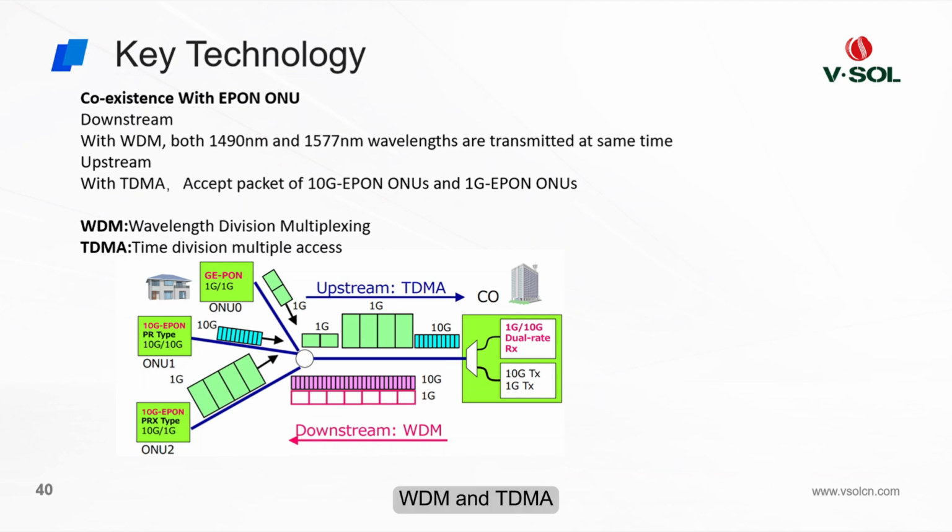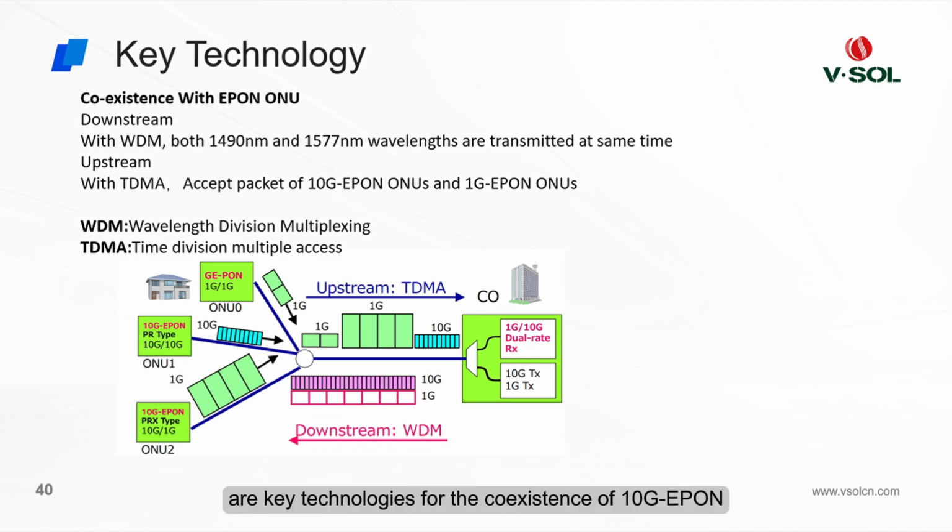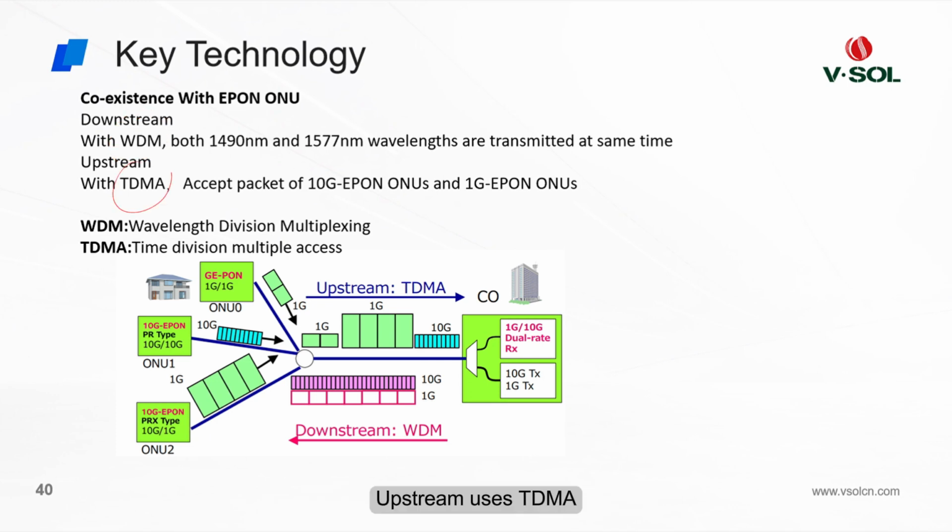WDM and TDMA are key technologies for the coexistence of 10 gigabit EPON ONU and EPON ONU. Downstream uses WDM to transmit both 1490 nanometer and 1577 nanometer wavelengths simultaneously. Upstream uses TDMA and accepts data packets from 10 gigabit EPON ONU and 1 gigabit EPON ONU.